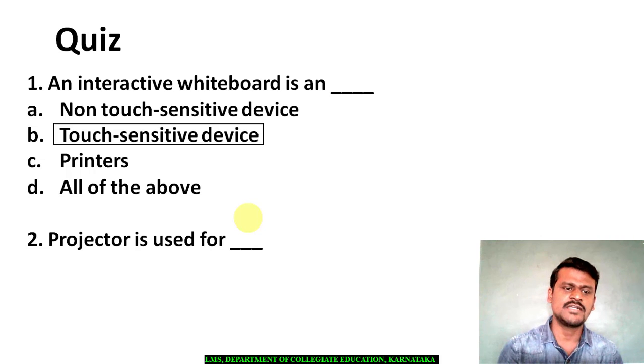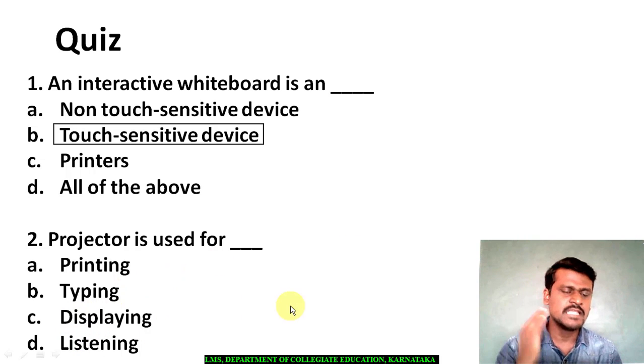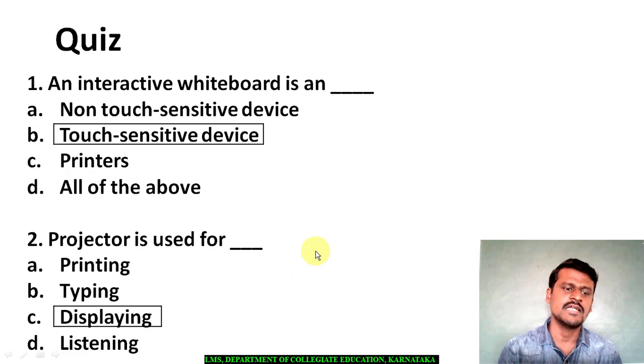Next is question number 2. A projector is used for dash. Option A, printing; option B, typing; option C, displaying; option D, listening. Why are projectors used? Are they used for printing, typing, displaying, or listening? Any guesses? Right, the answer is displaying, meaning it will display whatever image is present on the monitor onto the projector.